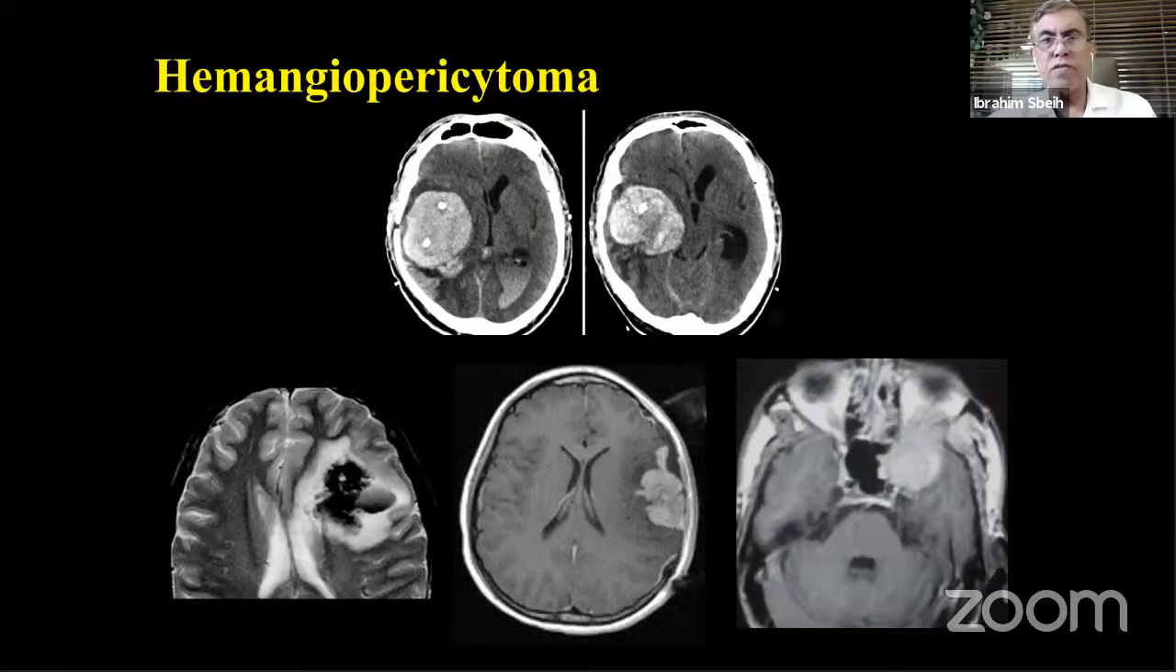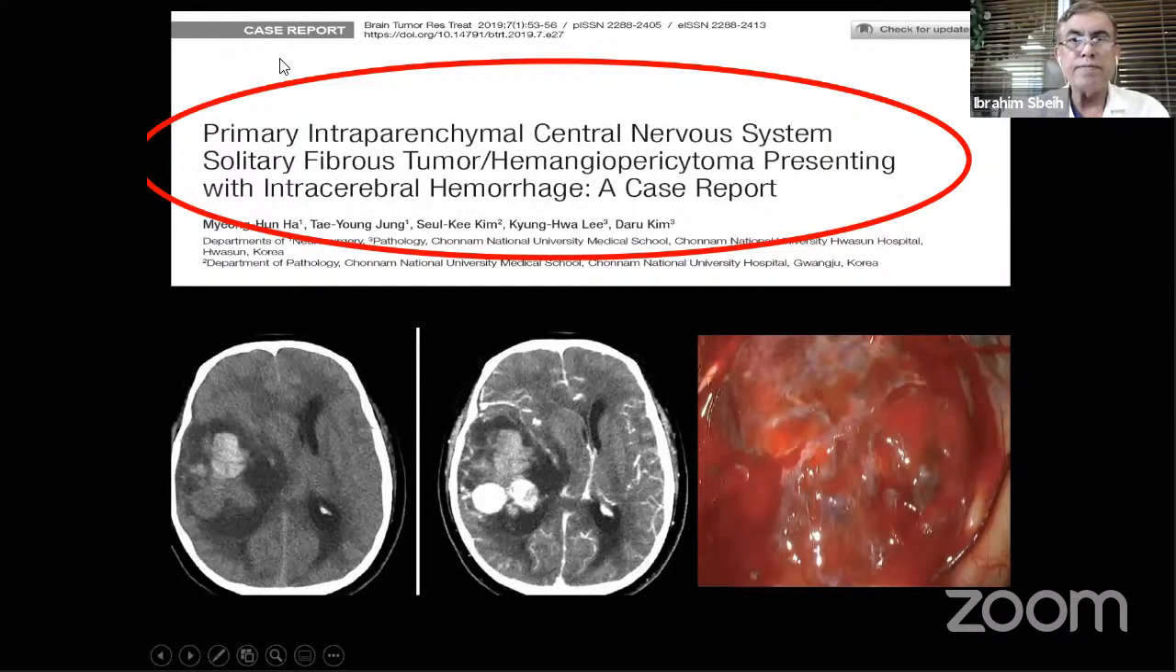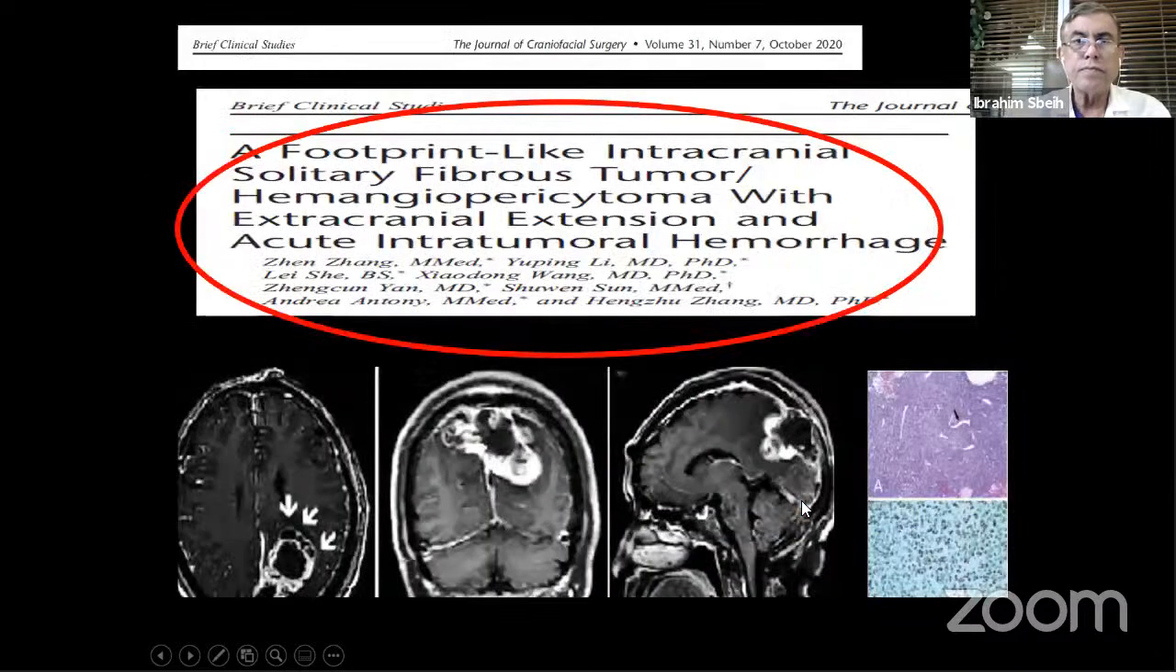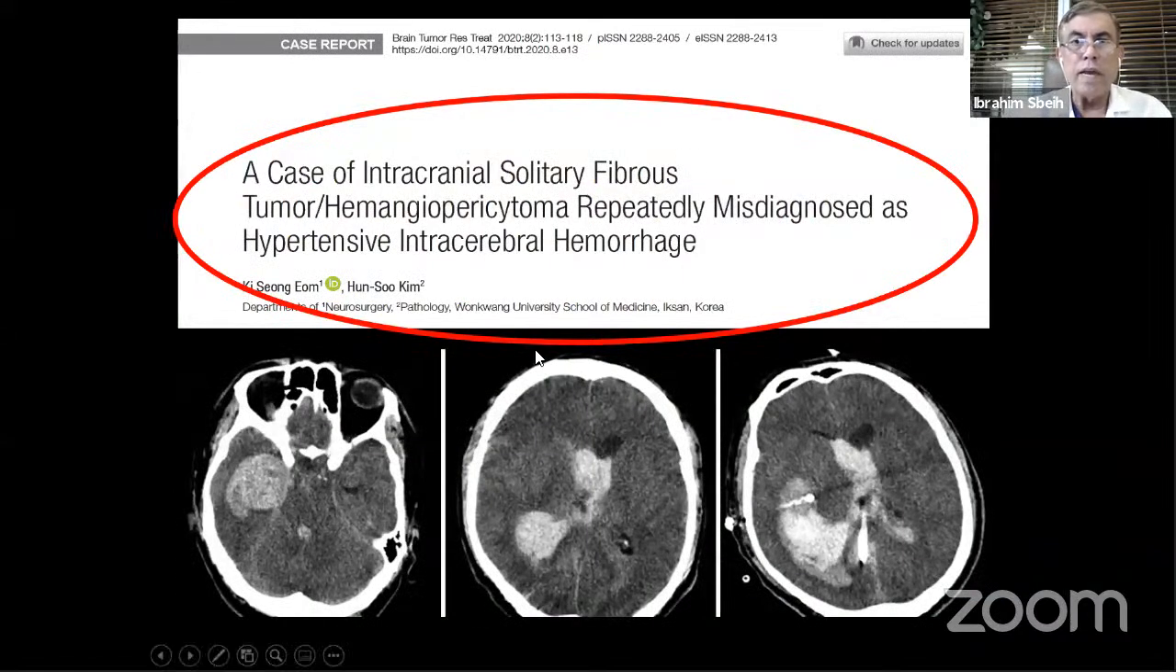Hemangiopericytoma, like meningioma, is a vascular tumor. Previously, they were called solitary fibrous tumor, so solitary fibrous tumor is the same as hemangiopericytoma. And this entity can bleed and present like a bleed. Papers: solitary fibrous tumor, hemangioblastoma, presenting with intracerebral hemorrhage. Hemangiopericytoma presenting with acute intratumoral hemorrhage. So this is serious. This is real. This is not a luxury of information. This is essential information. Again, hemangiopericytoma, solitary fibrous tumor presenting as hemorrhage.